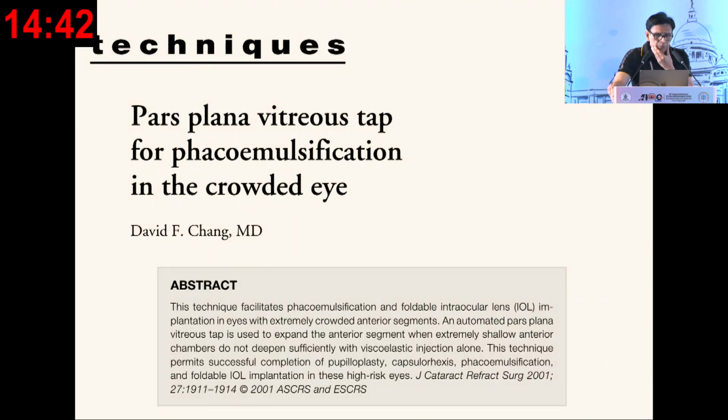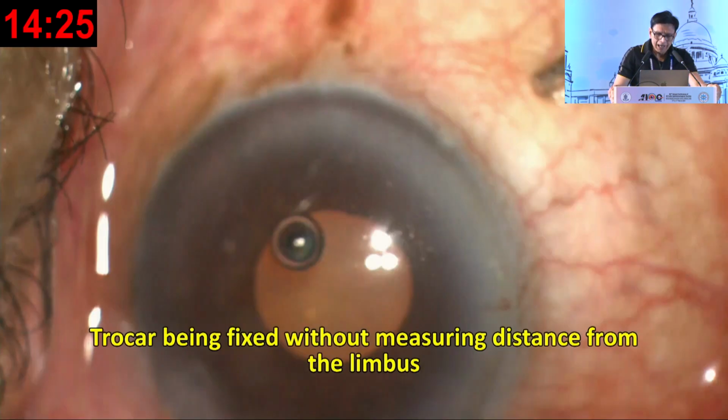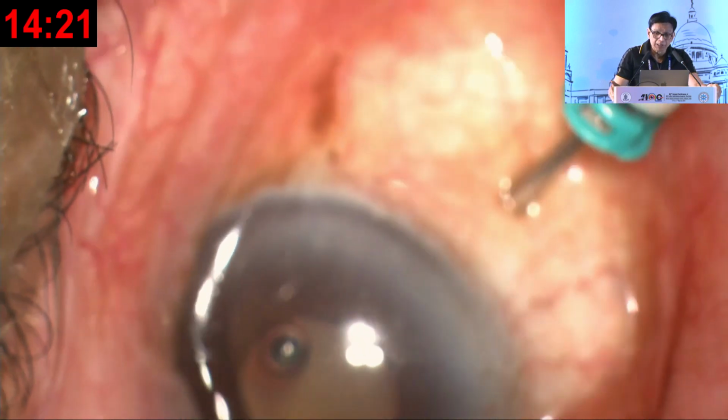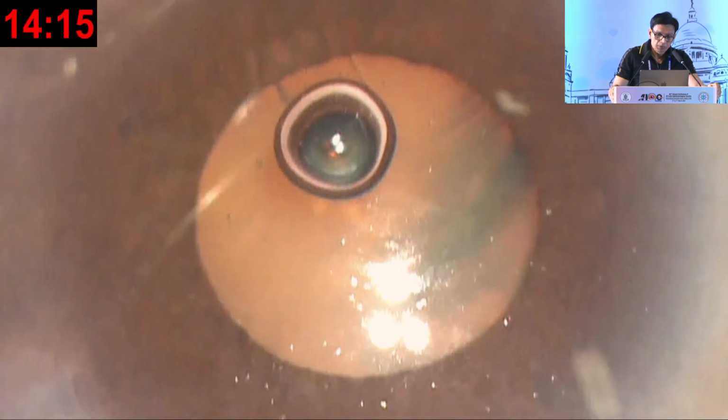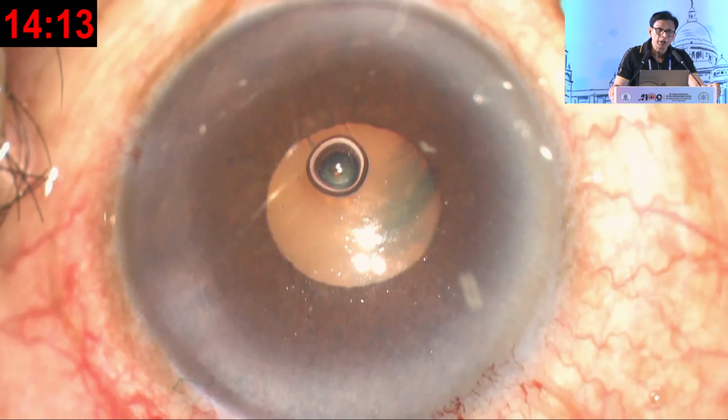David Chang first presented this tap technique. That means he's doing through the pars plana a vitreous tap so that in a chamber which is shallow, it will become automatically deep. So what I thought was, let me try this for him. I am passing my trocar, but look at it, I have not measured from the limbus. And when I pass the trocar, I have hit the capsule. Now you can see my capsule is already ruptured.